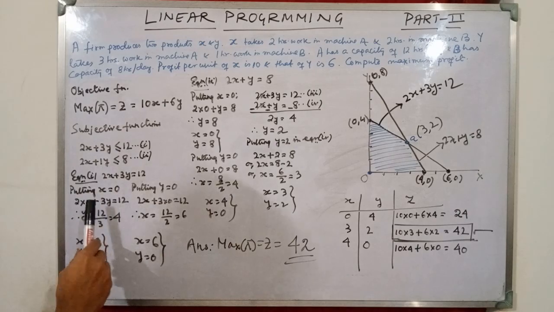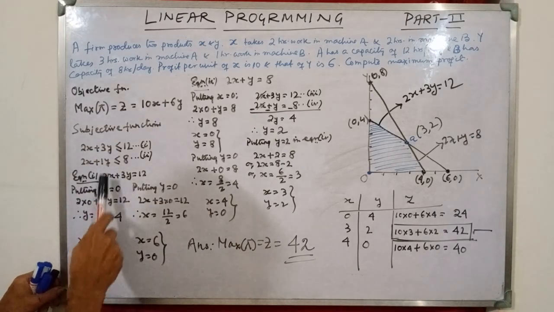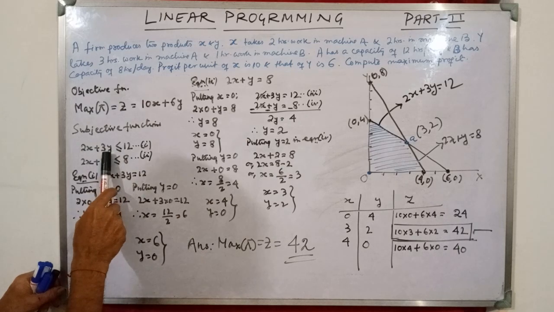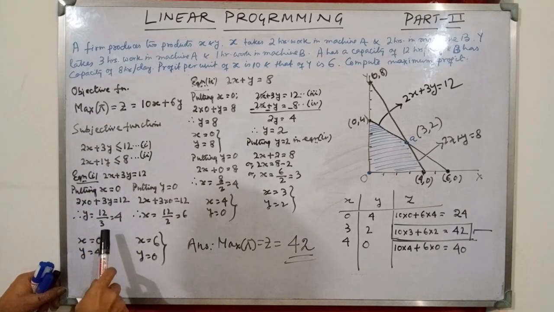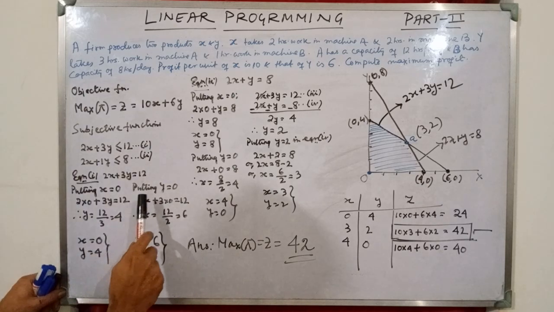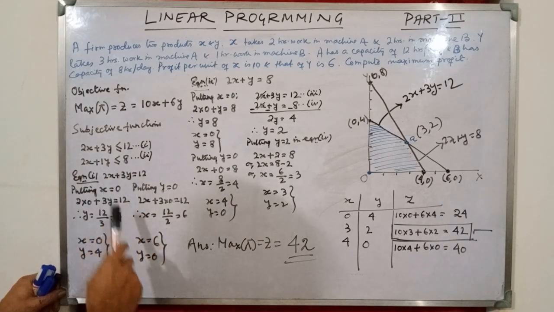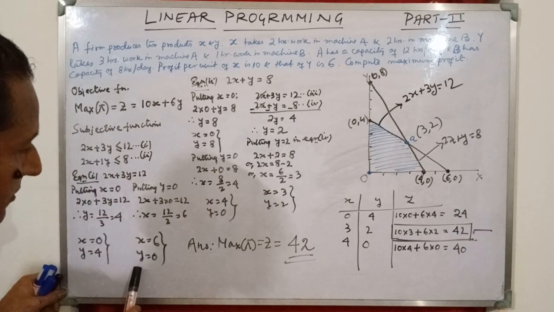We have first put the value of X as 0 in the first constraint. We have put X equals 0 and found out Y equals 4. So this is one set of values, X equals 0 and Y equals 4. Then we have put Y equals 0 in the same equation, and we have found out the values X equals 6 and Y equals 0.